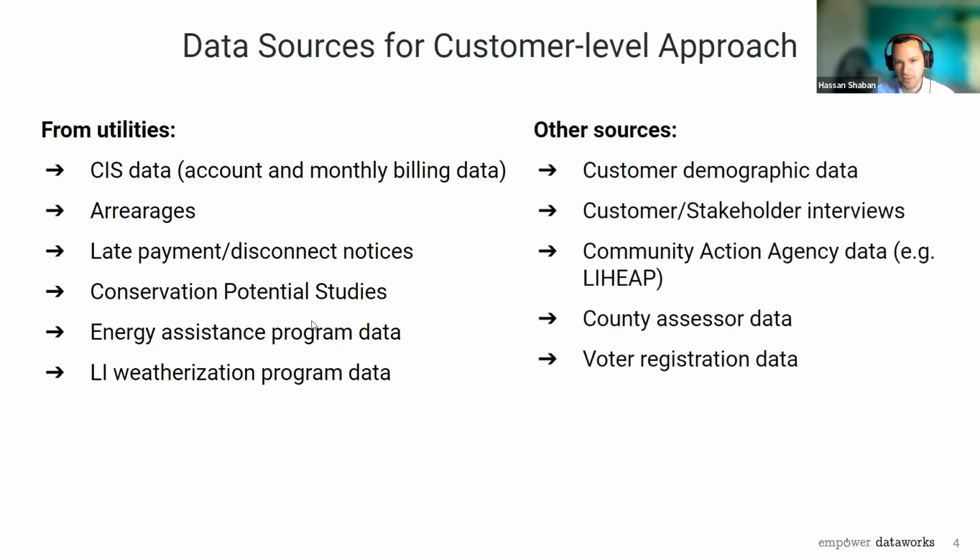And from outside the utility, you're talking about gathering customer level demographics, sometimes data from community action agencies. They sometimes share demographic or program participation data. And then other auxiliary sources. So like the county assessors will give you a lot of information about the buildings and the building types. And the voter registration data is helpful to get at age, if that's a factor you want to consider in your program design.